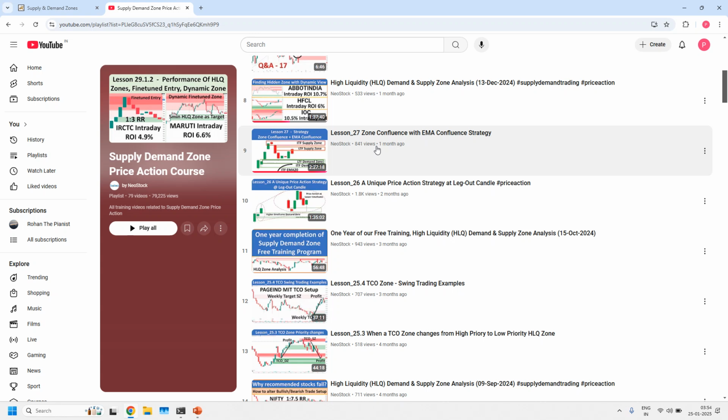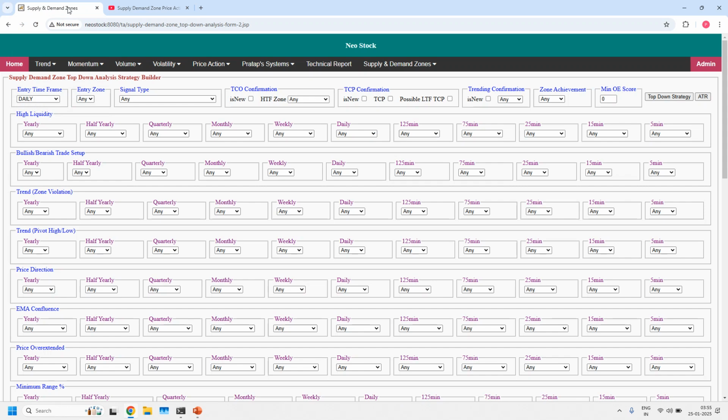So I am talking about effective usage of our software reports. That is why it is essential. Now let's get into how to use the NeoStock software generated reports.